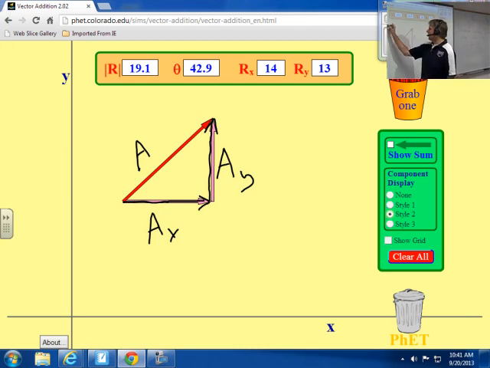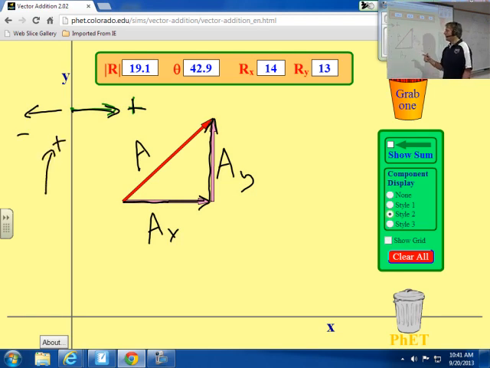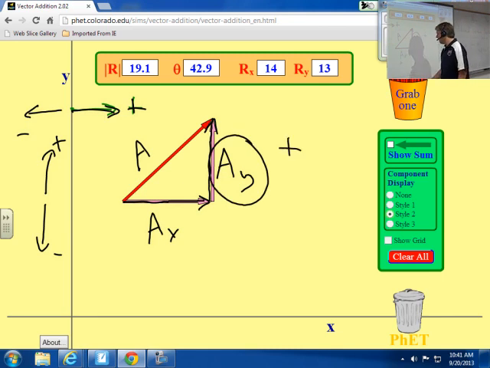Now, you might remember from when we did one-dimensional kinematics before this that we had a sign convention. We said that to the right was positive. To the left was negative. Well, this is for x, left-right. For y, up was positive and down was negative. We're going to have to be very careful to follow that sign convention when we look at components. For example, my AY component here points up. Therefore, it's a positive y component. The x component points to the right. Therefore, it's a positive x component.